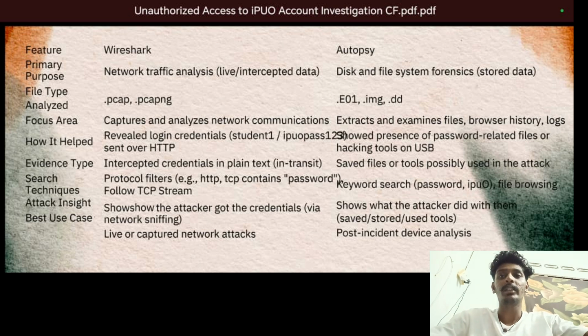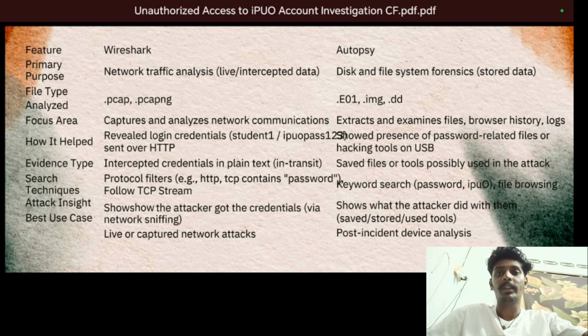How it helps: Wireshark reveals login credentials sent over HTTP, like student one or IPU pass 123, and Autopsy shows the presence of password related files or hacking tools on the USB. For evidence type, Wireshark shows intercepted credentials in plain text, and Autopsy shows saved files or tools possibly used in the attack. Search technique: for Wireshark, protocol filters like HTTP, TCP contains password, follow TCP stream. For Autopsy, keyword search like password or IPO, and file browsing.